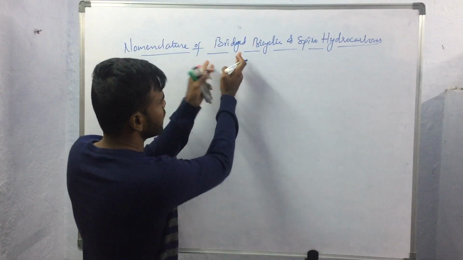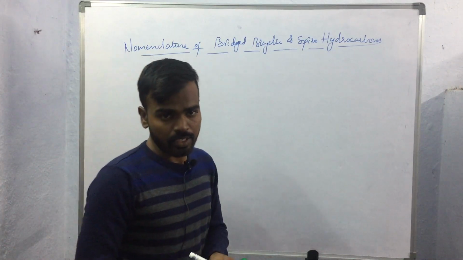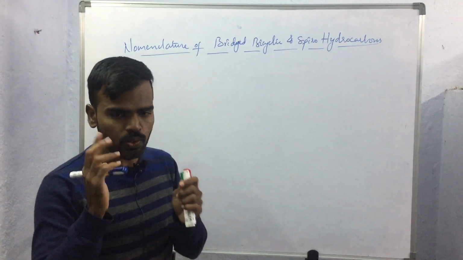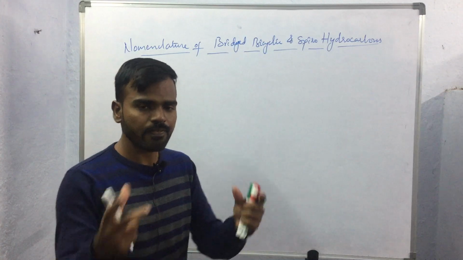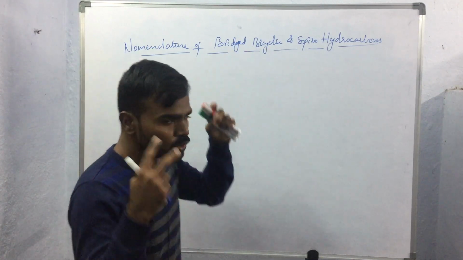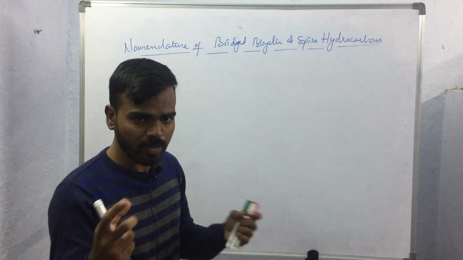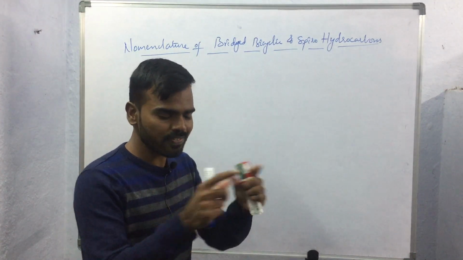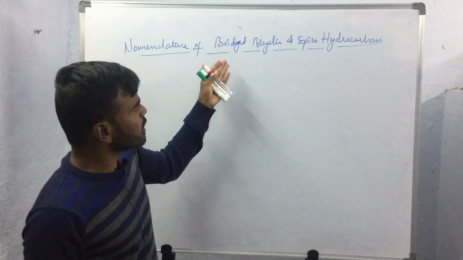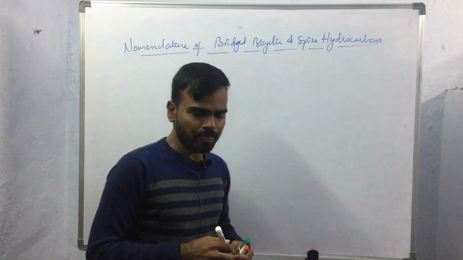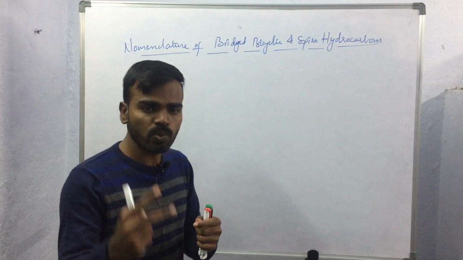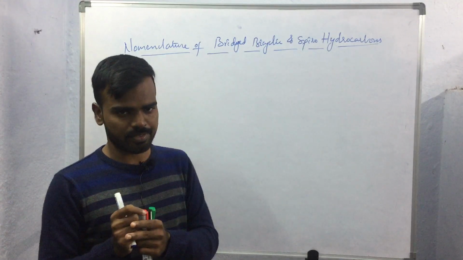See here, in bridged hydrocarbons also, as we have seen in case of fused hydrocarbons, two rings will be fused together. So here, bridged bicyclic hydrocarbons: two cycles or two rings will be fused together, as we have seen in fused ring hydrocarbons. And here in bridged bicyclic hydrocarbons, the rings will be sharing two or more atoms.